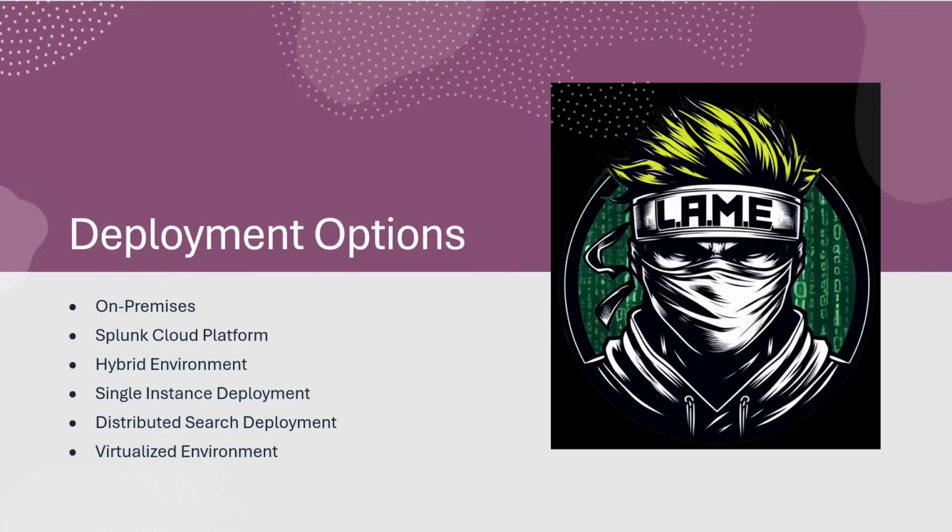You have options for where and how you deploy Splunk Enterprise Security, and each of those is going to have you consider different things. You can have on-premise. Basically, you're going to install Enterprise Security in your own network. Splunk Cloud Platform, you're going to put it out on the cloud. A hybrid environment is a mixture of the previous two. You can also have single instance deployments, distributed search deployments, and virtualized environments. We'll go into each of those in detail.